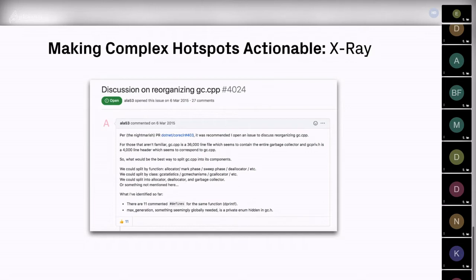And it turned out that this gigantic monolithic gc.cpp became a bottleneck for contributors. It became really, really hard to know what responsibilities we actually have inside the garbage collector. So there is a suggestion here to start to split that gigantic file based on a bunch of different criteria, by function, by class, and so on.